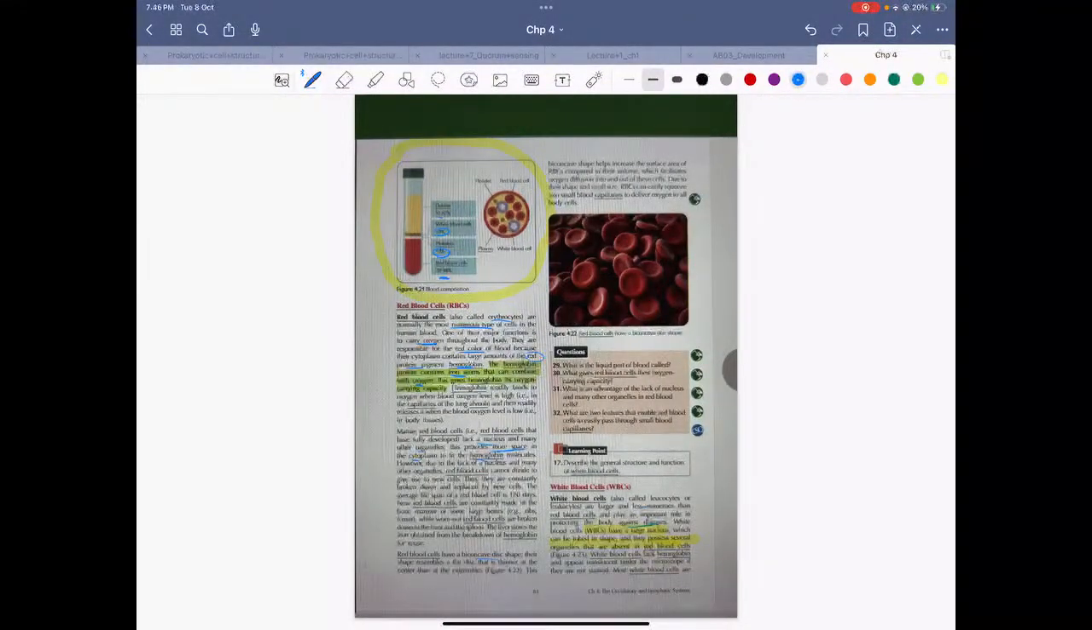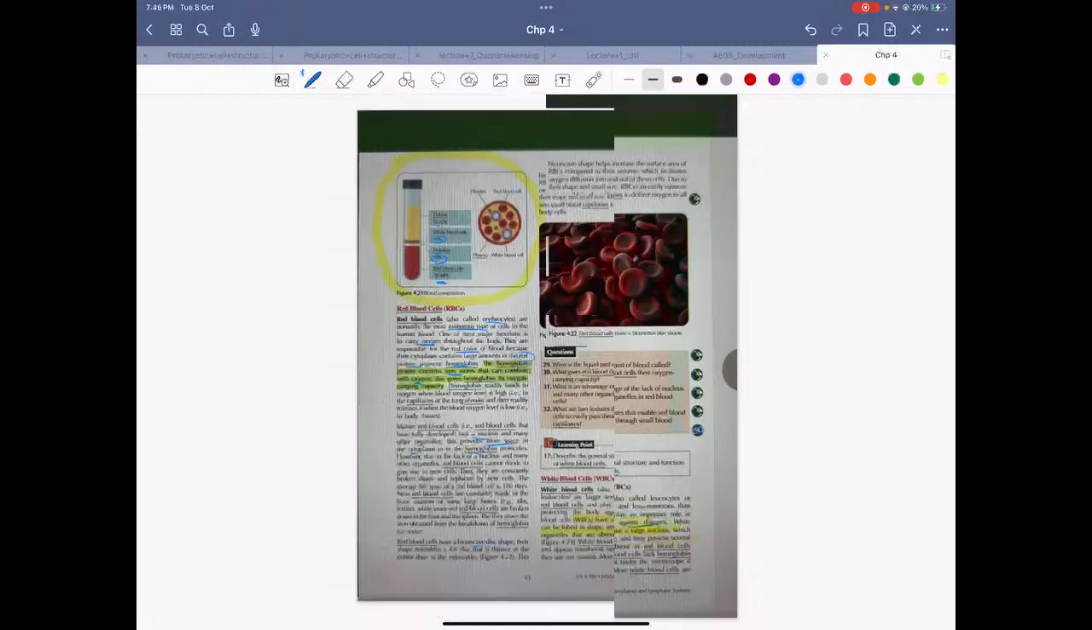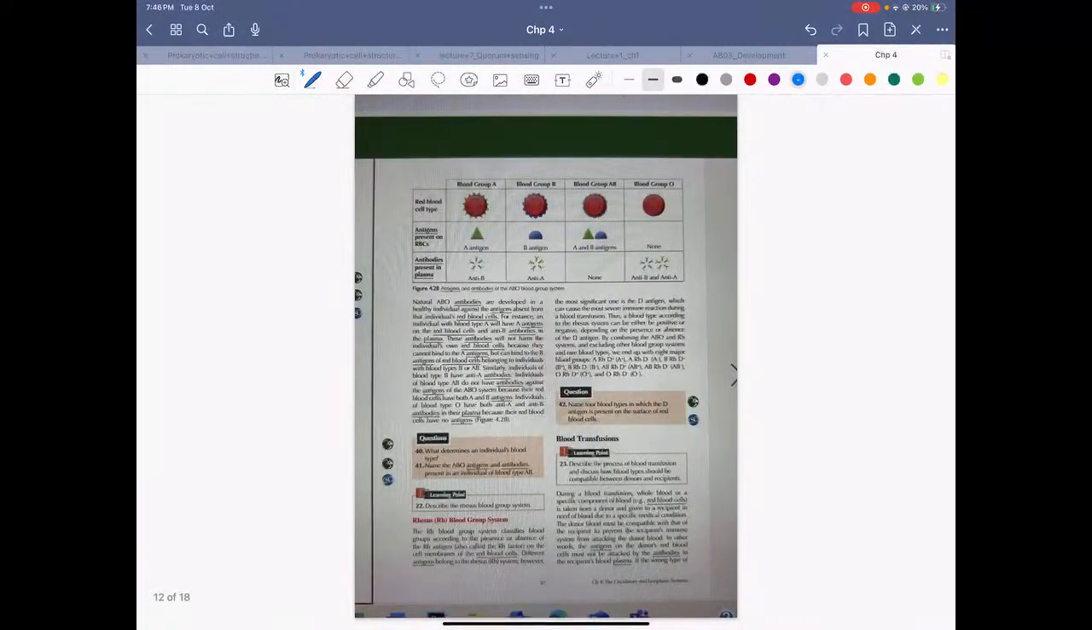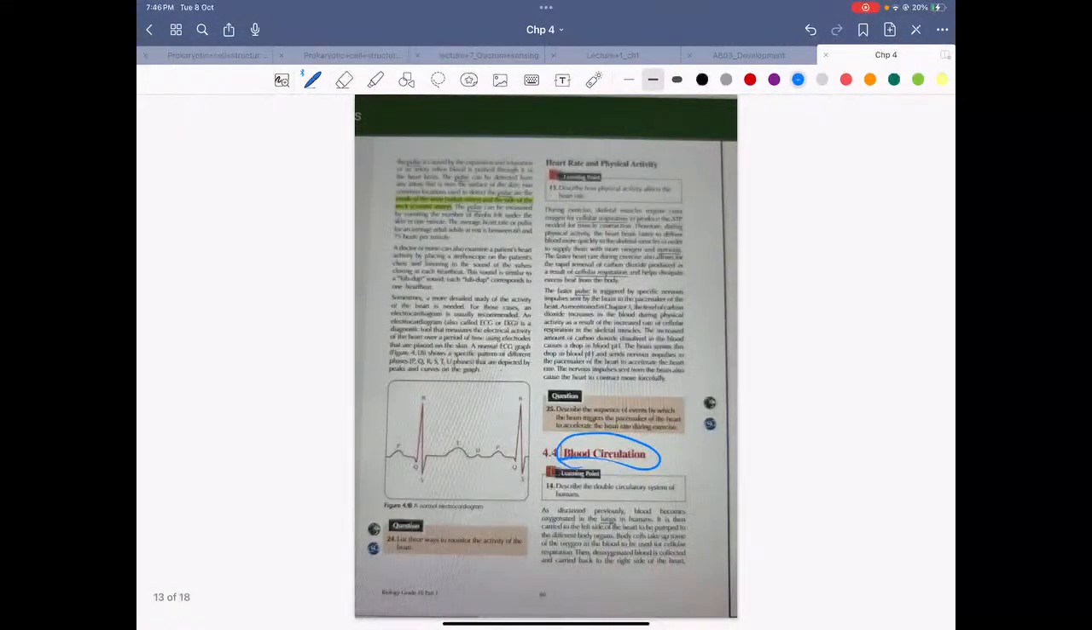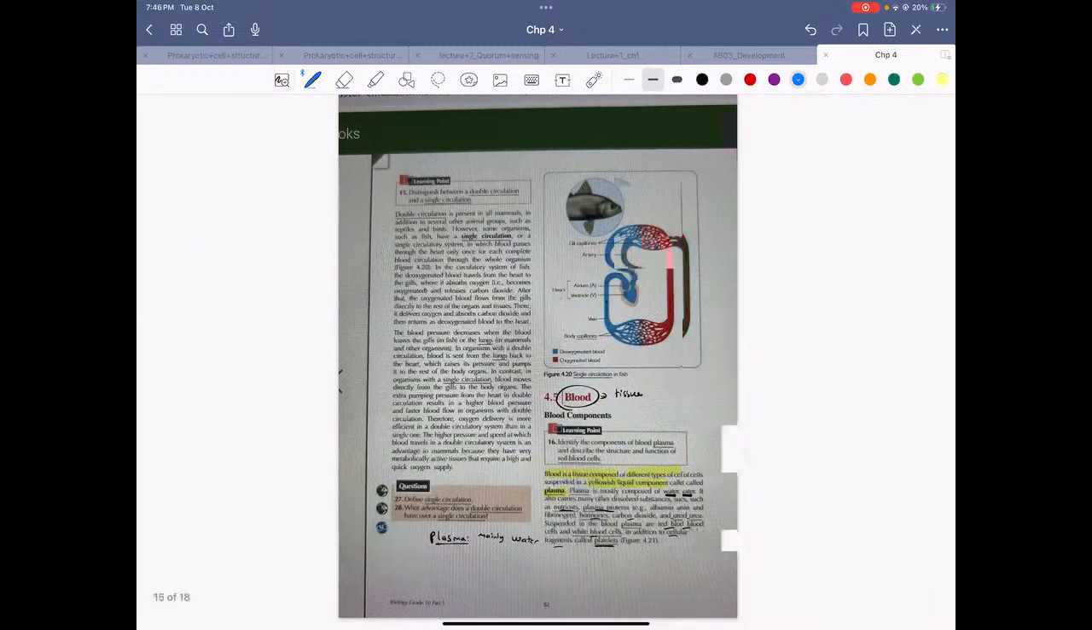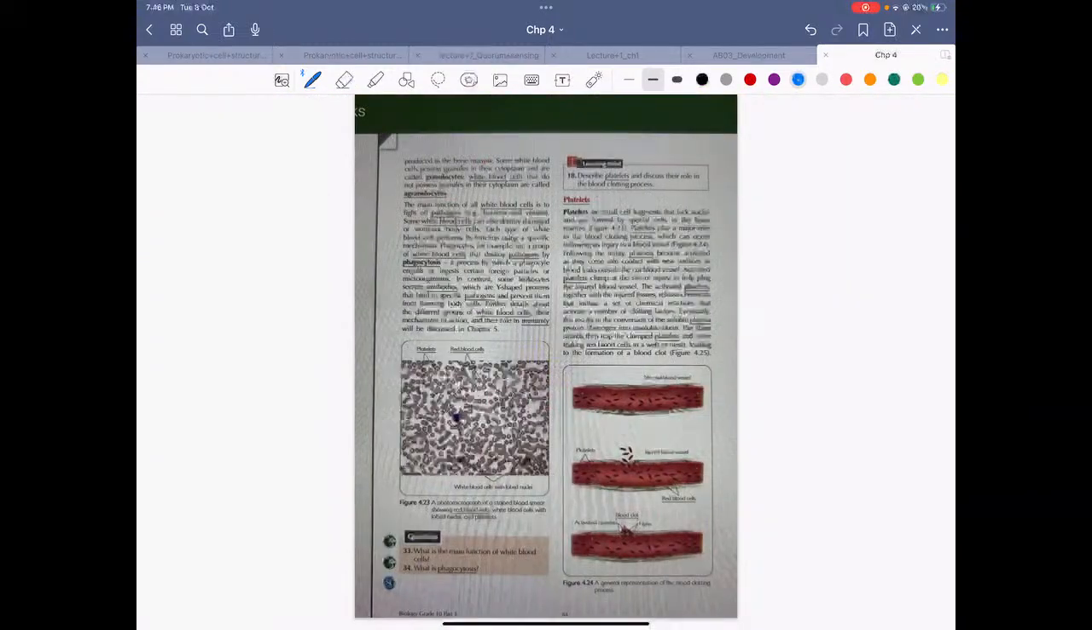Okay, Musa says go 7 right. Okay, let's see. Yup. We're here. We're good.